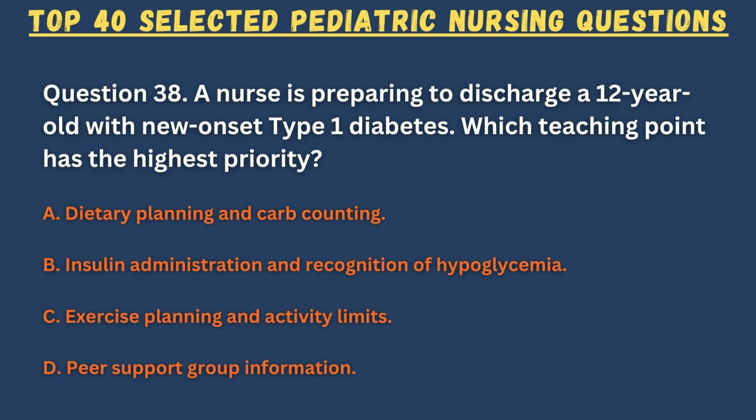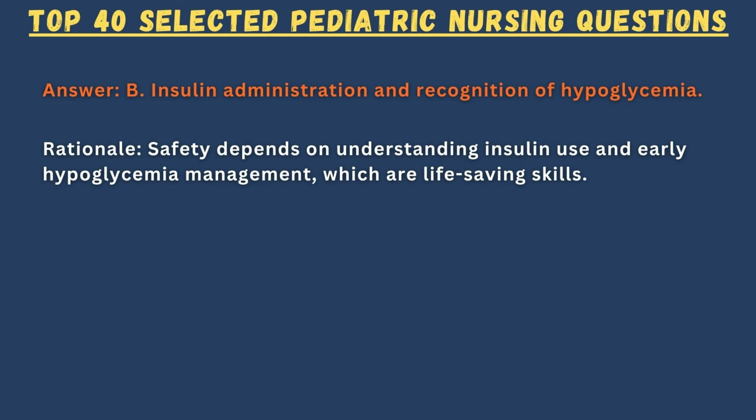Question 38. A nurse is preparing to discharge a 12-year-old with new-onset type 1 diabetes. Which teaching point has the highest priority? A. Dietary planning and carb counting. B. Insulin administration and recognition of hypoglycemia. C. Exercise planning and activity limits. D. Peer support group information. Answer. B. Insulin administration and recognition of hypoglycemia. Rationale. Safety depends on understanding insulin use and early hypoglycemia management, which are life-saving skills.